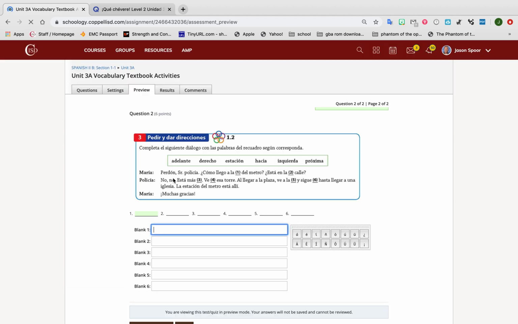activity. So read this, make sure you know what these mean. So again, refer back to your vocab list. And Maria's talking to a policía, police officer. Perdón, señor policía, ¿cómo llego? How do I arrive at the blank del metro? Okay. Está en la blank calle. Is it on the something street?